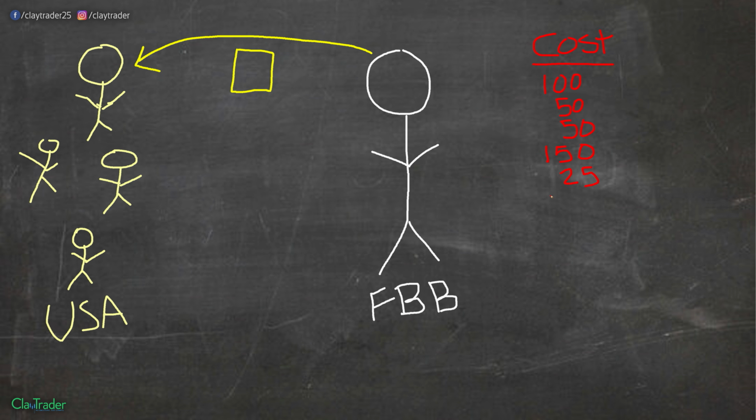So in order to create that block, let's add that up. So let's see, that's $250, $350, $375. So $375 is Foreign Business Bob's total cost. Now, there's a big question we need to figure out for Foreign Business Bob. And that is, what is his time worth? What value does he put on his risk?